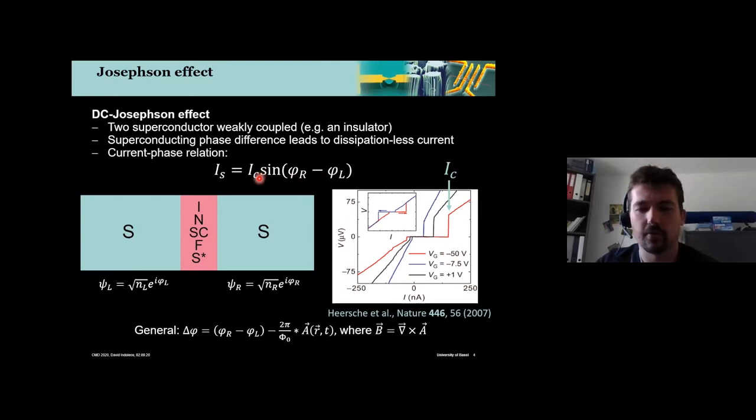For an insulator, it was found that this is just a sinusoidal dependence. The critical current, this I_C which you see here in front, is just the largest supercurrent which can then flow across such a junction. And it has been shown that, for example, for graphene, used here as a weak link between the superconductors, it is even gate tunable, depending on the charge carrier density induced in the graphene layer. In a more general way, when one wants to study magnetic fields, one has to define this phase difference gauge invariant, such that it also depends on the vector potential, which describes your magnetic field.